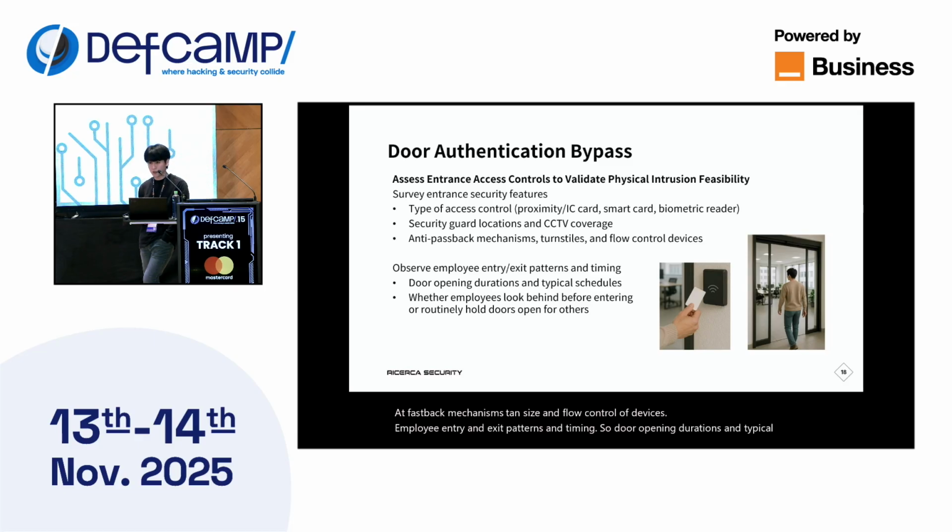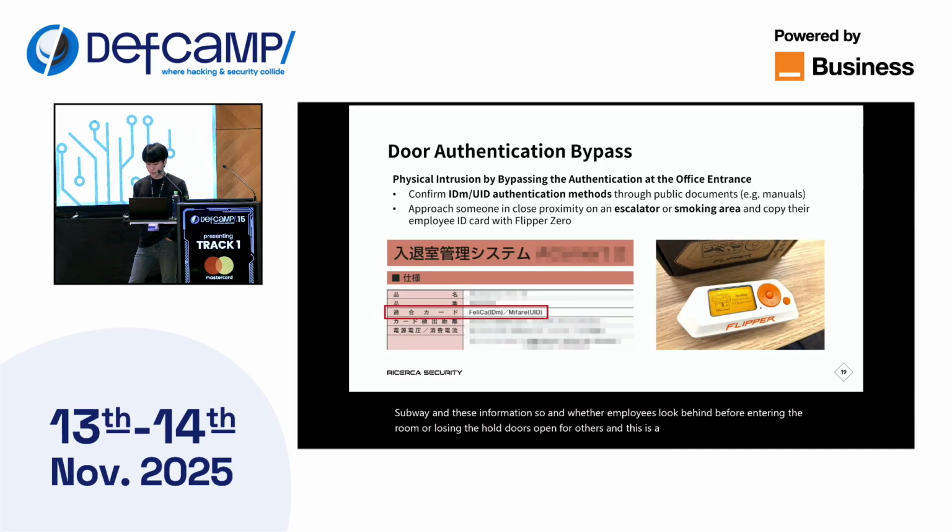So we survey this information. And whether employees look behind before entering the room or routinely hold doors open for others. This is a hint for infiltration. And for the actual intrusion method, we confirm the IDm or UID authentication method through OSINT, and then we approach someone in close proximity at smoking areas or restaurants frequented by employees. So we copy their employee ID card with Flipper Zero.